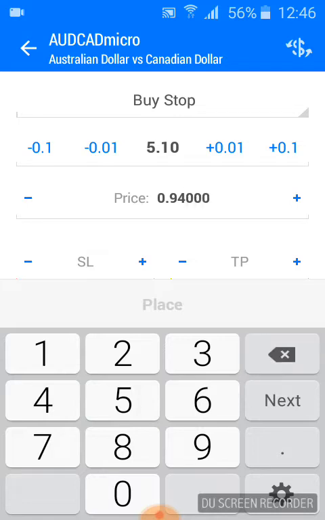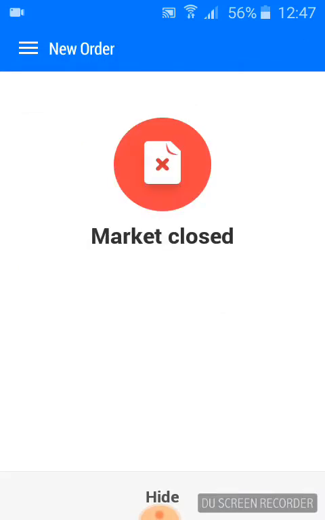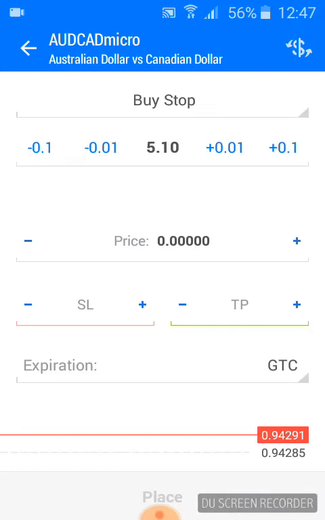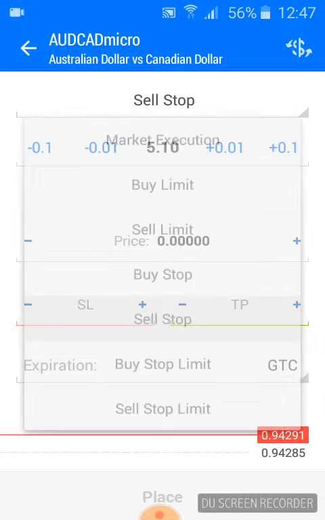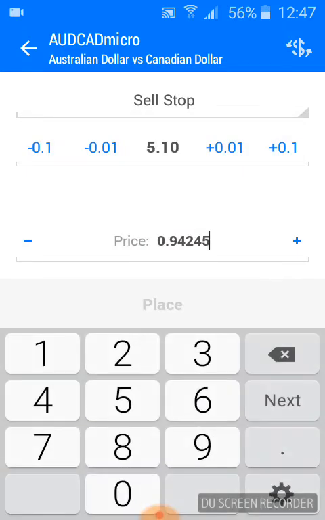So here it's gonna be, let me calculate, 245 plus 300, that's gonna be 545. You place it, it won't go through because the market is closed right now. Then you do the same thing for sell stop, press, and then here you minus. On sell stop you minus, on buy stop you add.